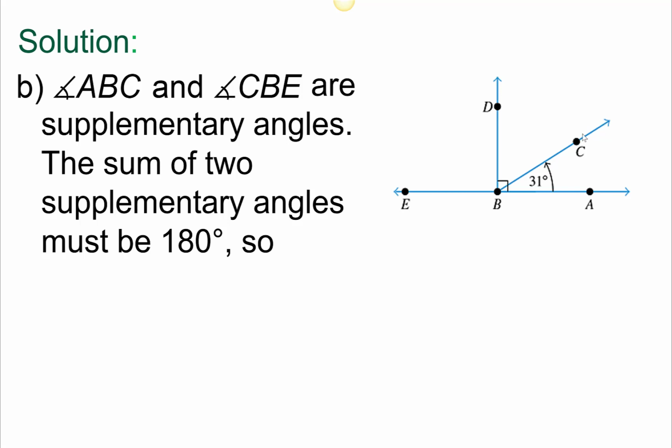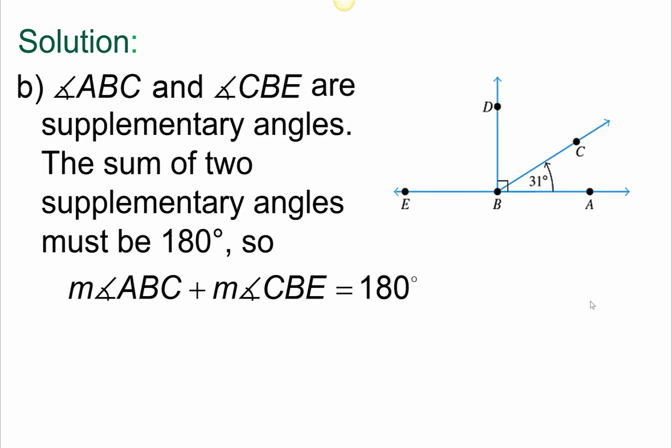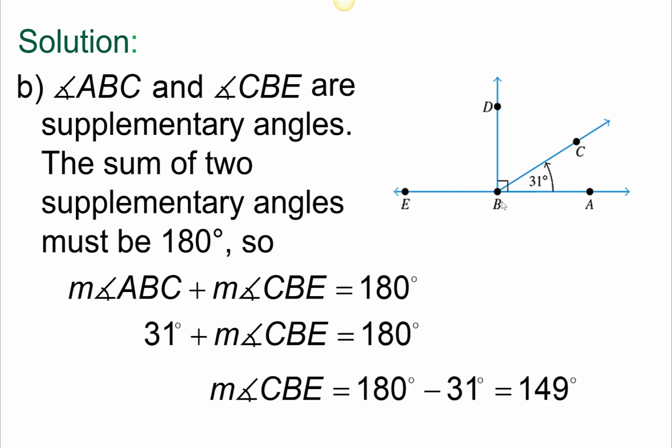Then we're going to do the supplementary angle. We know that this angle measure plus the 31 has to equal 180. Subtract 31, and we get the measure of angle CBE is 149 degrees.